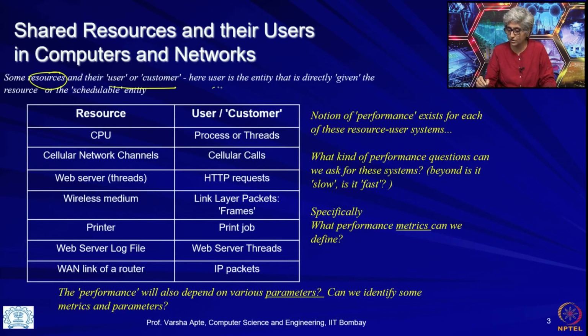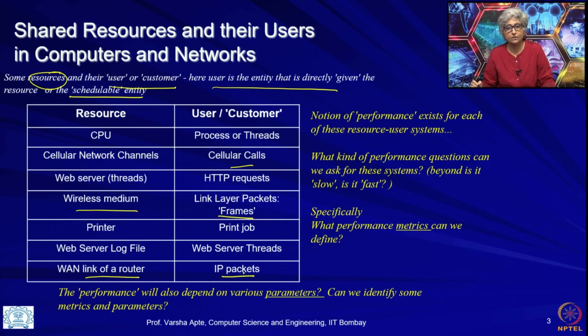Remember that user here is the entity to which the resource is directly given. So, we humans are of course the original users of everything, but when we say users we mean the direct entity that is scheduled. So, the schedulable entity. For CPU it is threads, for cellular network channels it is calls. We had gone over all of this in the previous lecture. For the wireless medium it is frames, for the link it will be packets and so on.